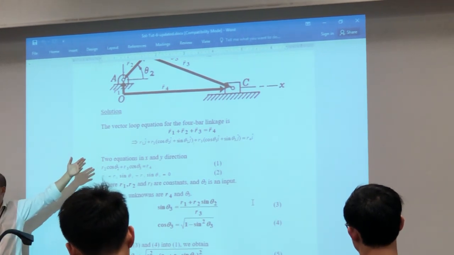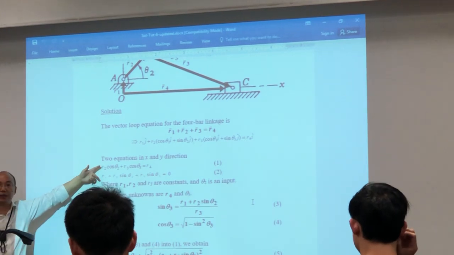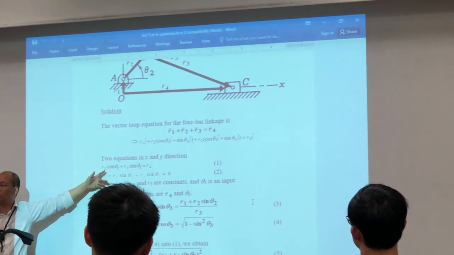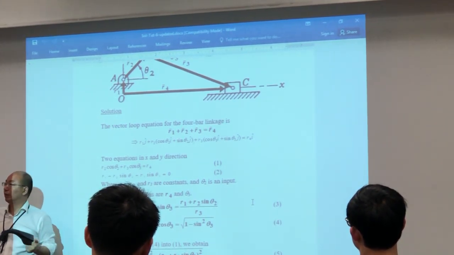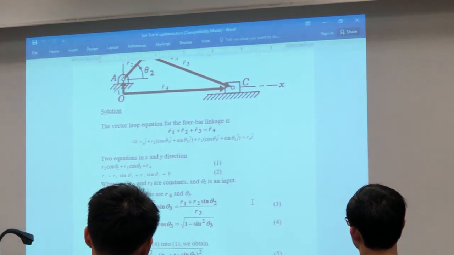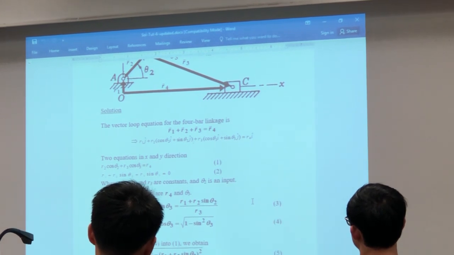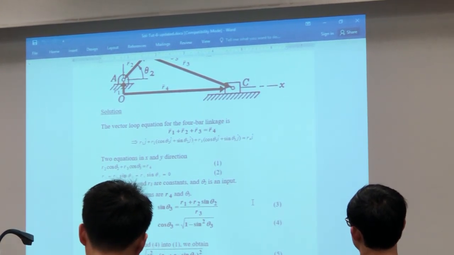One vector equation becomes two scalar equations, x components and y components, right? Then from these two equations, you can solve for two unknowns mathematically, right? So that is about the vector closed loop.